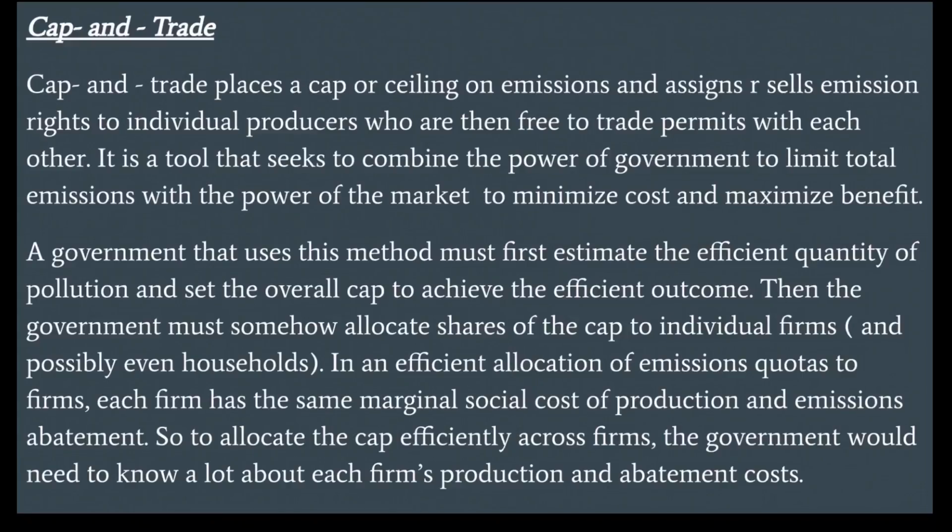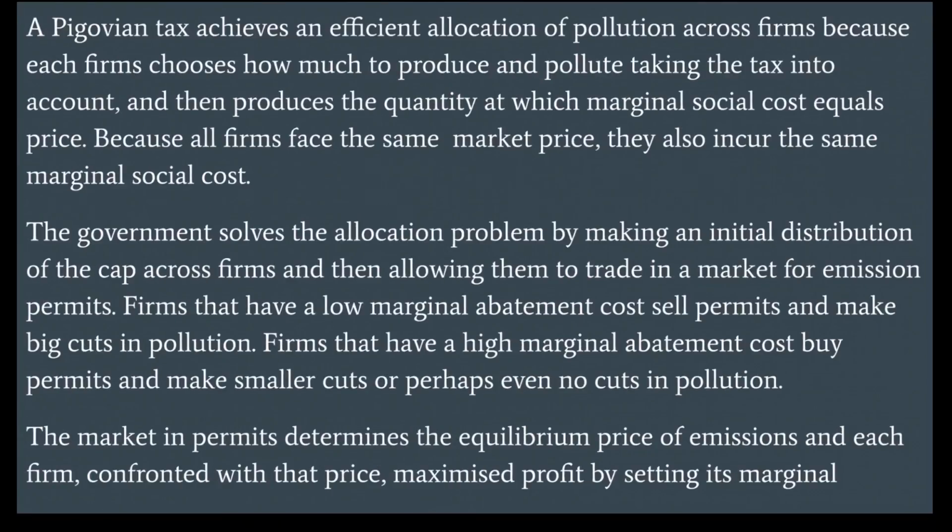In an efficient allocation of emissions quotas to firms, each firm has the same marginal social cost of production and emissions abatement. So, to allocate the cap efficiently across firms, the government would need to know a lot about each firm's production and abatement costs. A Pigouvian tax achieves an efficient allocation of pollution across firms because each firm chooses how much to produce and pollute, taking the tax into account, and then produces the quantity at which marginal social cost equals price. Because all firms face the same market price, they also incur the same marginal social cost.